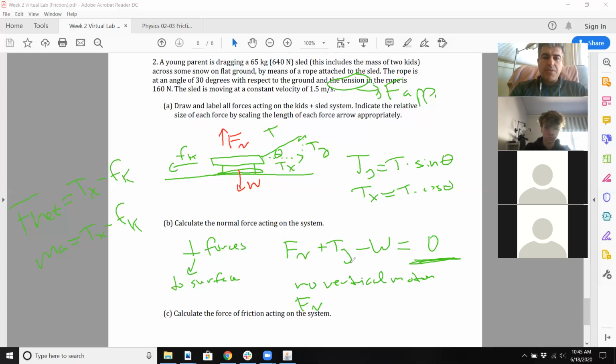And the tension you already know is 160, so that's easy. 160 times sine 30 degrees. And then the weight is the mass times gravity, so 65 times 9.8. So you're going to be able to get Fn just fine. And you don't need to make the G negative because the negative is already taken care of over here. So you don't have to do another negative in that regard.